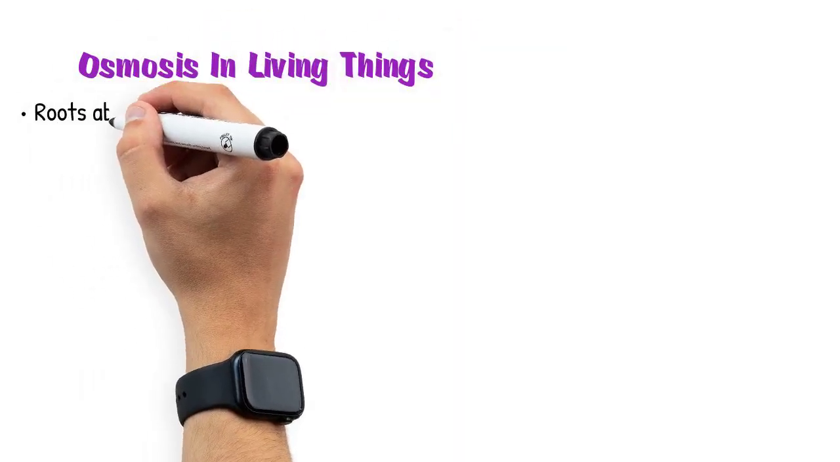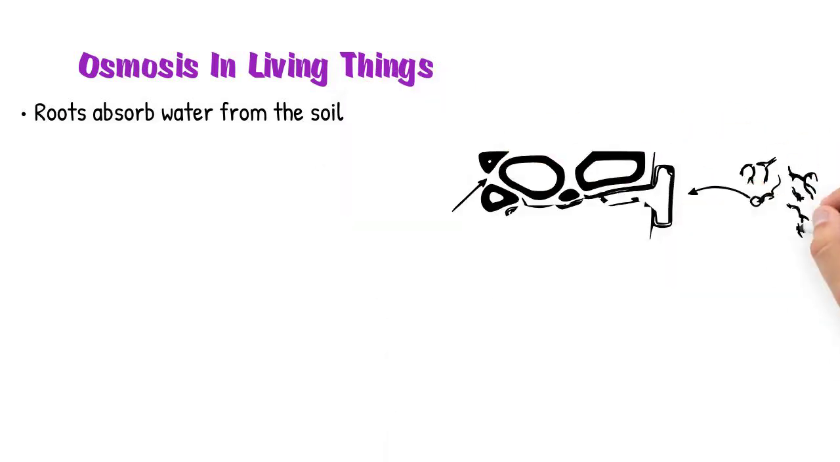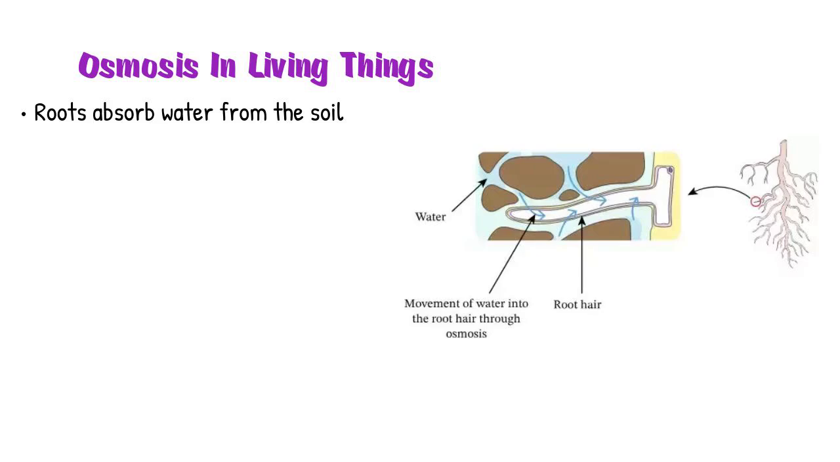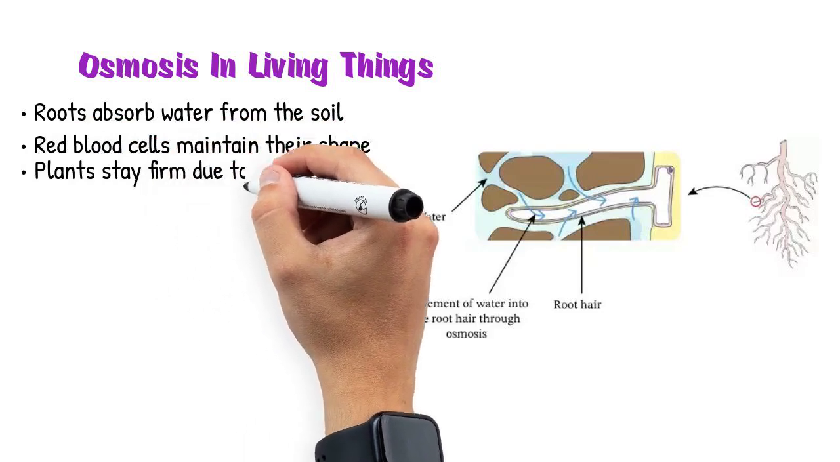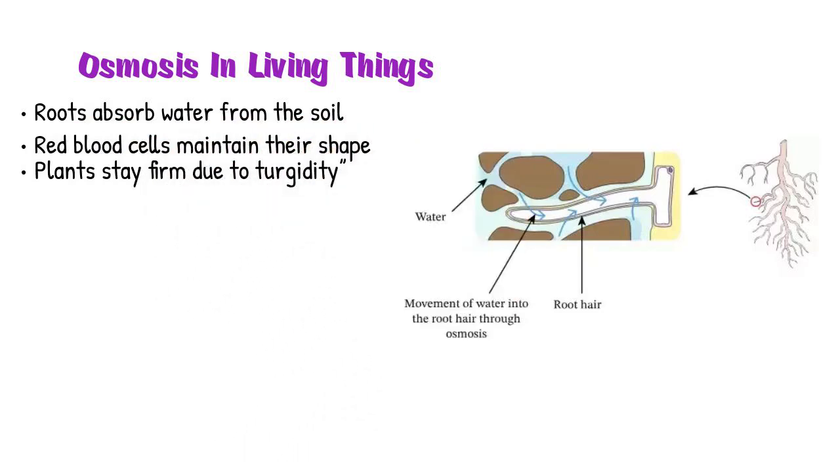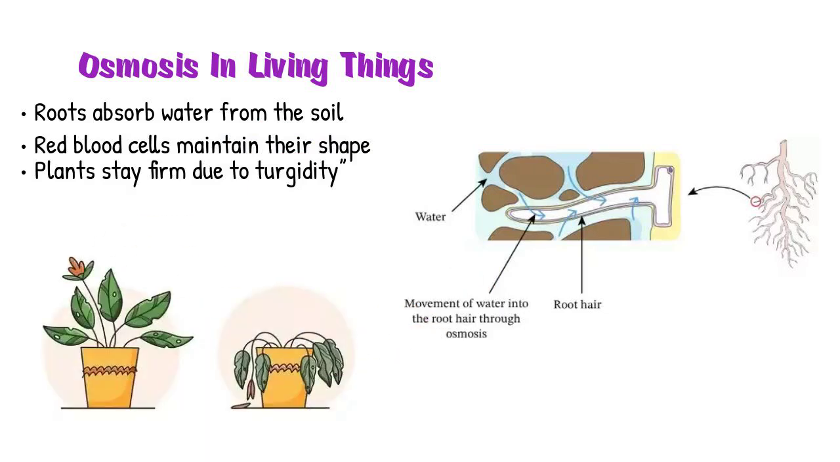Osmosis is very important in living things because root hair cells absorb water from the soil by osmosis. This is because the water in the soil surrounding the root hair cell is hypotonic. Red blood cells maintain their shape and carry out their functions because blood serves as an isotonic solution to them. Plants stay firm and remain upright in order to absorb as much light as they can due to turgidity.